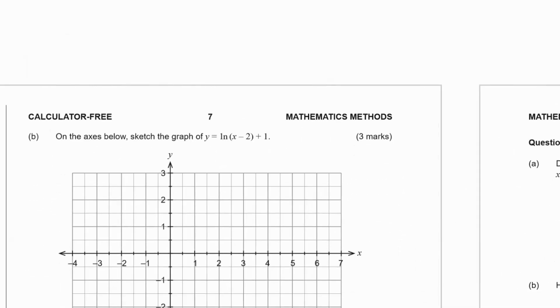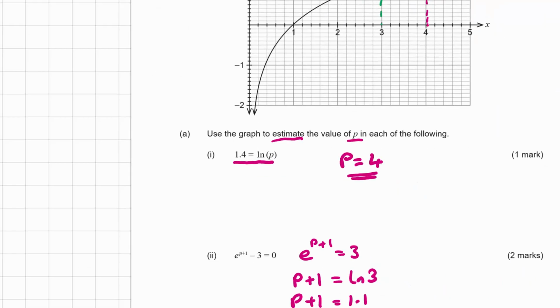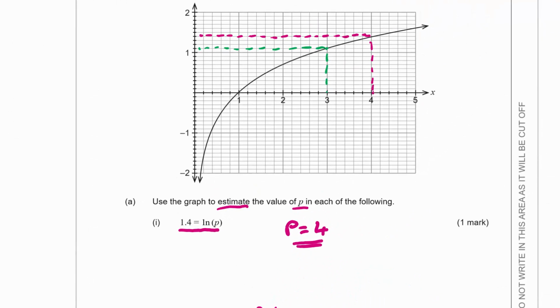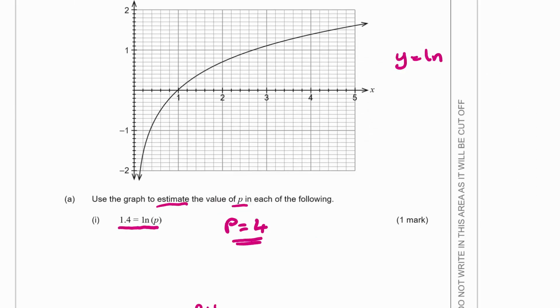Okay, next part of the question is actually over here. It says, on the axes below, sketch the graph of ln of x minus 2, plus 1. I'm actually going to do it on the same axes over here. So I'm just going to clear it. So the function was that we wanted to do ln of x take 2 add 1.